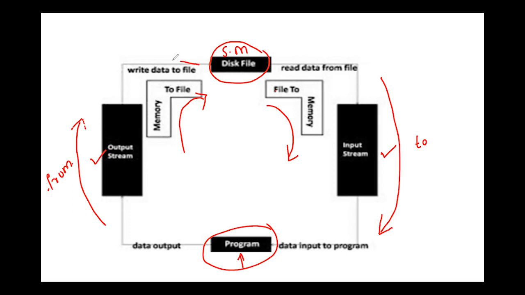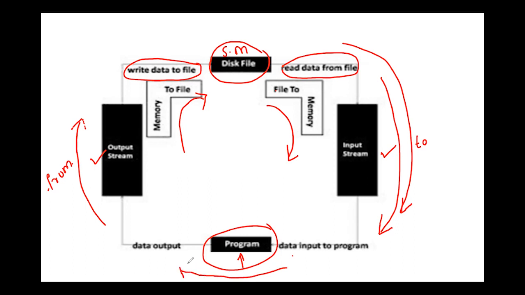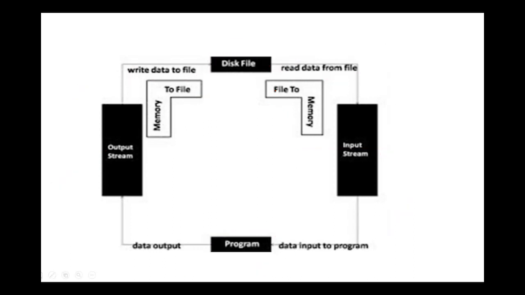Here we are writing the data to the file, whatever output we got from the program, and here we are reading the data from the file, that is for execution. So it always goes in this direction. Initially the flow comes here, gets executed, and then it moves to the secondary memory in this direction. I hope this is clear, students. So this is how an input stream and output stream work.